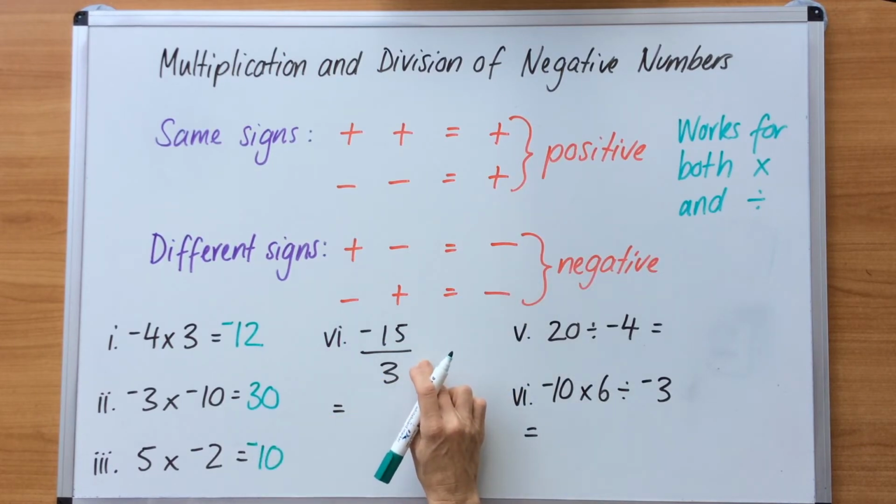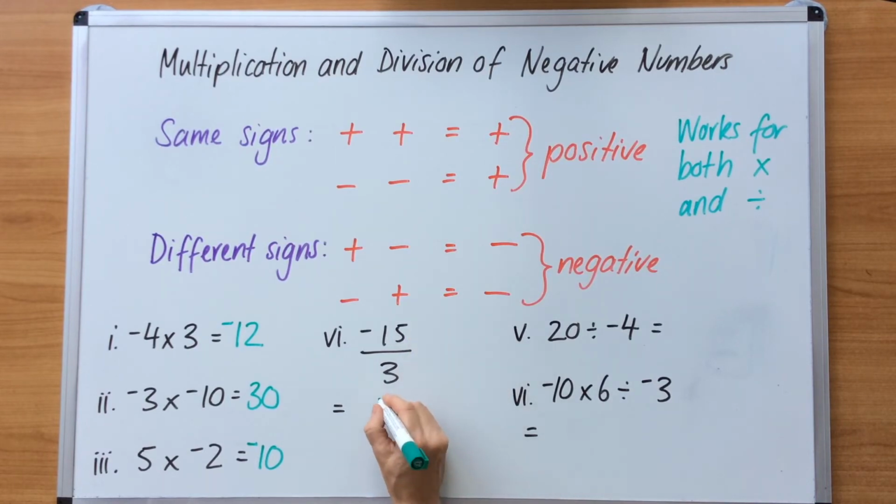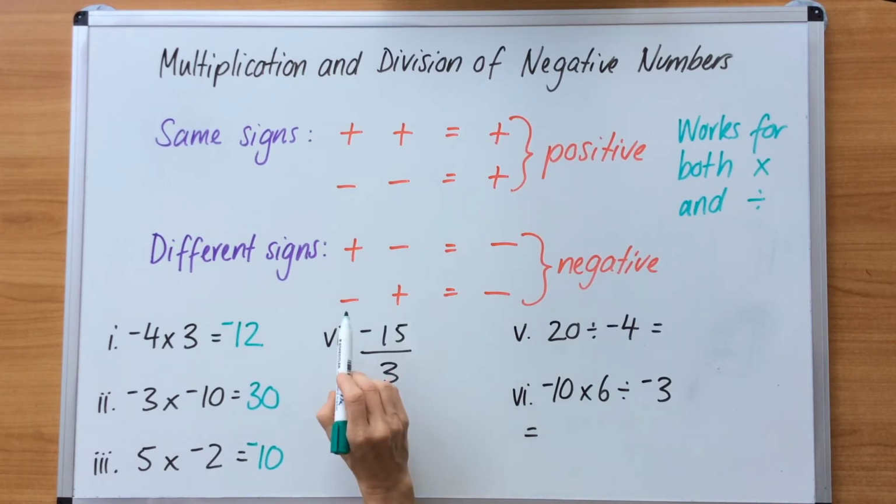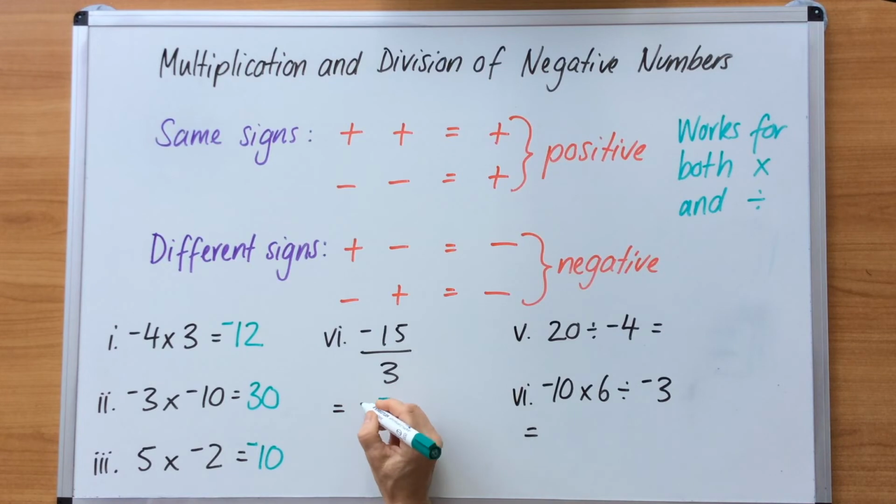We have a division here, negative 15 divided by 3. So we say, how many times does 3 go into 15? It goes 5 times. We have a negative and a positive. Negative, positive equals a negative answer.